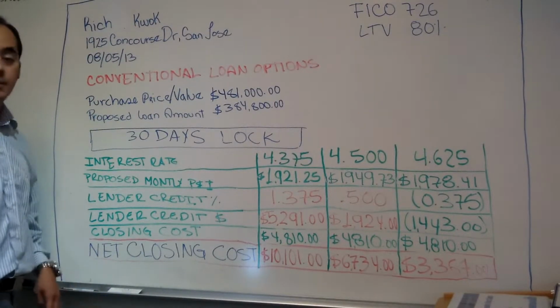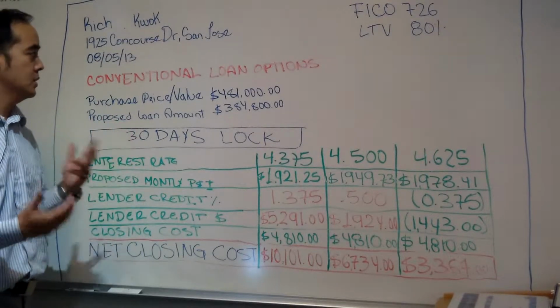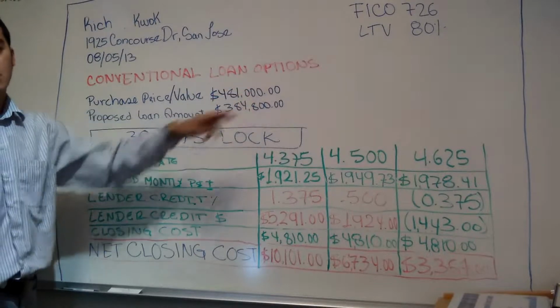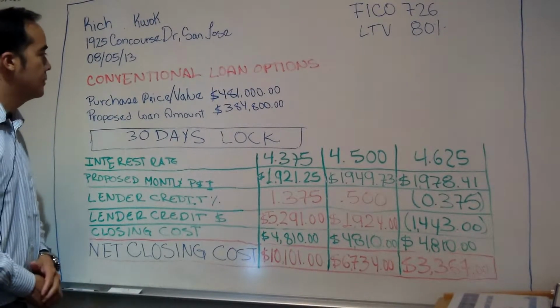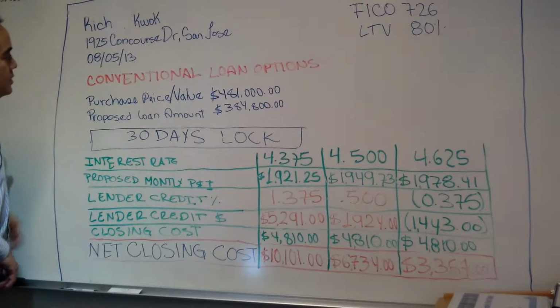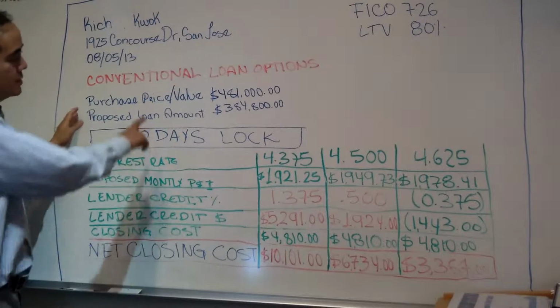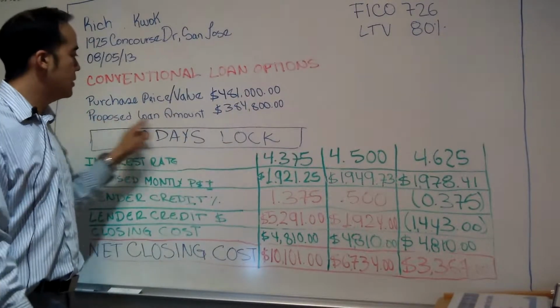Hi, this is Rich. I'm going to explain to you the spreadsheet that you probably received from us, just so you understand how it works. The spreadsheet might be called conventional loan options or payment savings, etc. Make sure it's your spreadsheet, you'll see your name and your address. You'll see a purchase price or value depending if you're doing a purchase or a refinance. And you'll see the loan amount here.